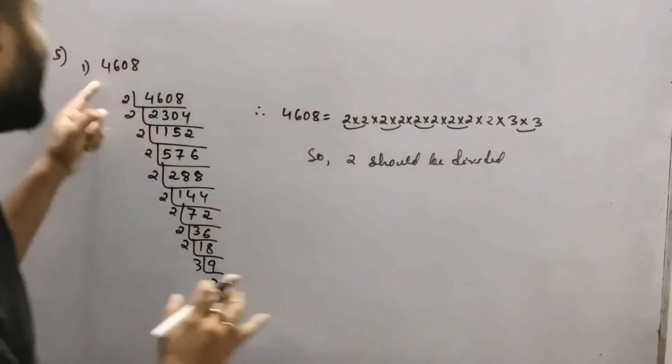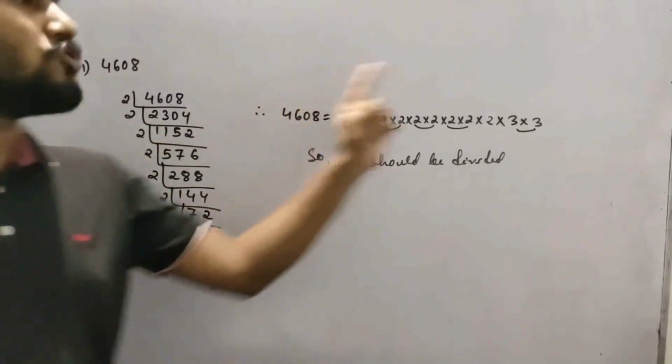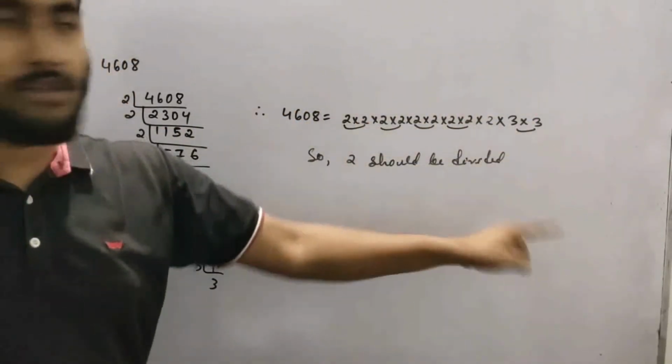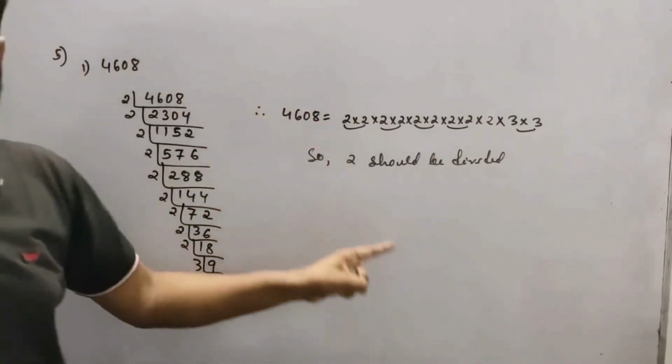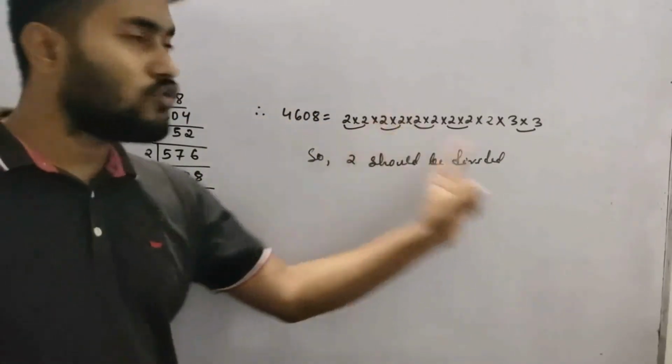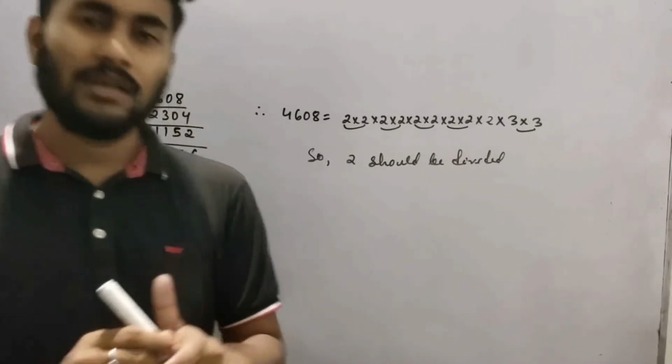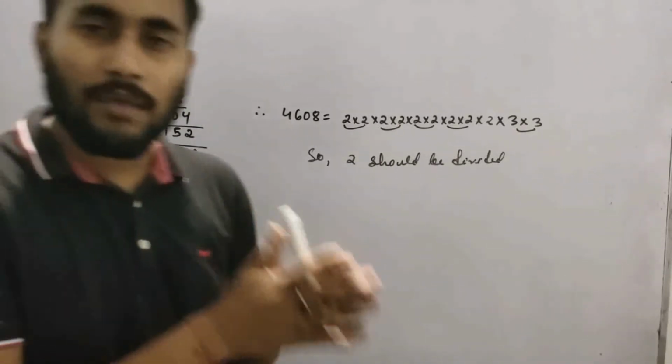Okay, same question in the exam, if I give what should be multiplied, then also your answer will be 2 should be multiplied. Same question, what should be divided, again the same answer, so 2 should be divided. Understood? In both ways it will become a perfect square.